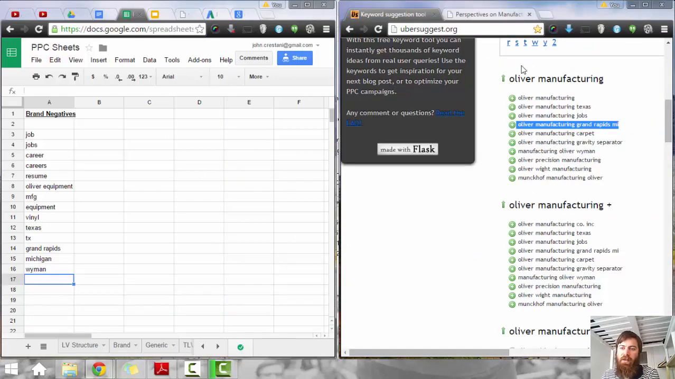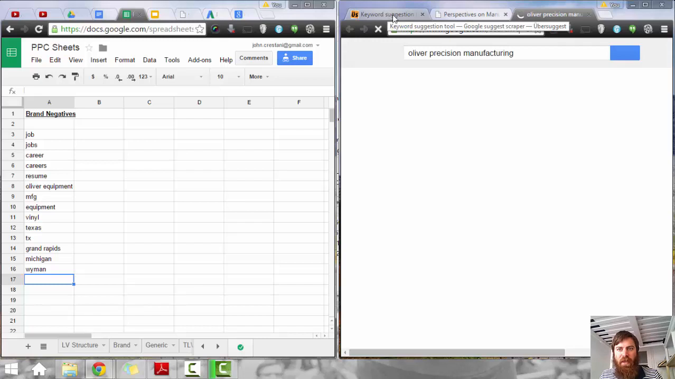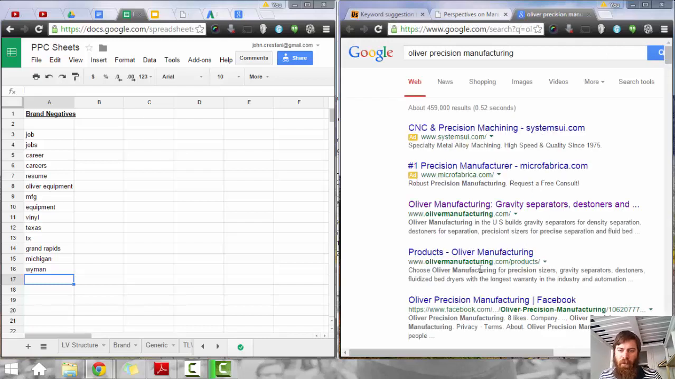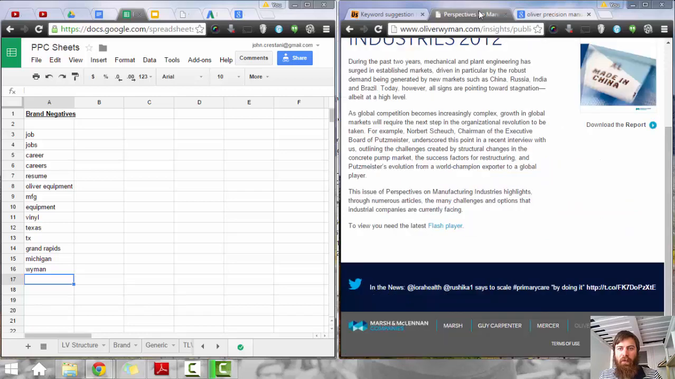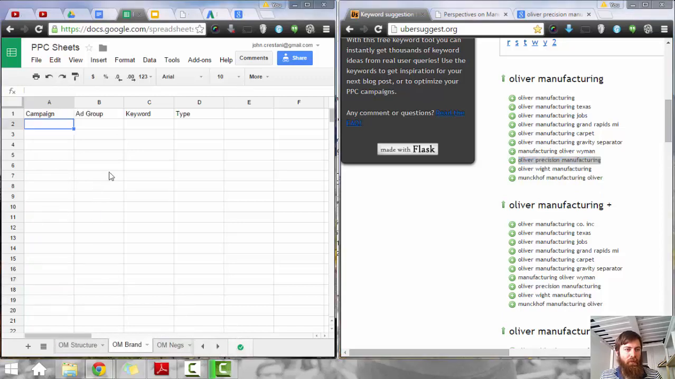So notice this is different from the Love Vitamin, in that we have to do a lot more negatives. Oliver Precision Manufacturing. I'm opening up a new tab and looking to see if there's anything going on here. It looks like that is still referring to Oliver Manufacturing. So I'm going to take Oliver Precision Manufacturing and put it in our brand campaign.